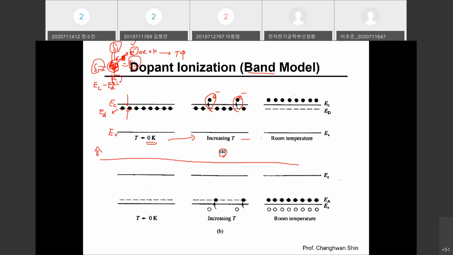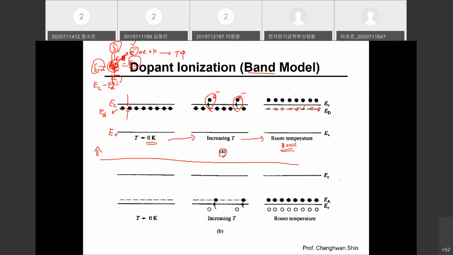As temperature keeps increasing and we approach room temperature, say 300 Kelvin, then all the dopant atoms, 1, 2, 3, 4, 5, 6, 7, 8, as shown in this band diagram, a total of 8 donor atoms are fully ionized. What did I say? Fully ionized. So suppose that at room temperature, all the dopant atoms are fully ionized. Then how do we draw this process in the energy band diagram?